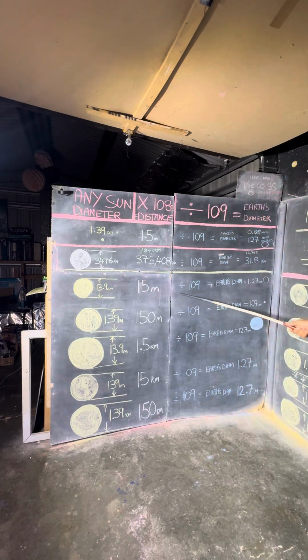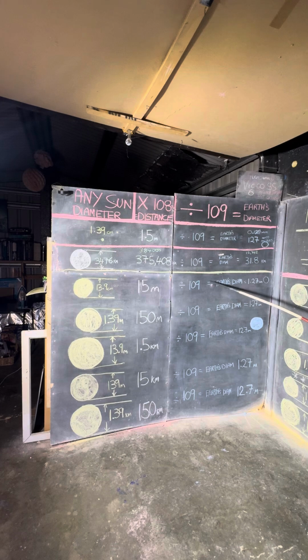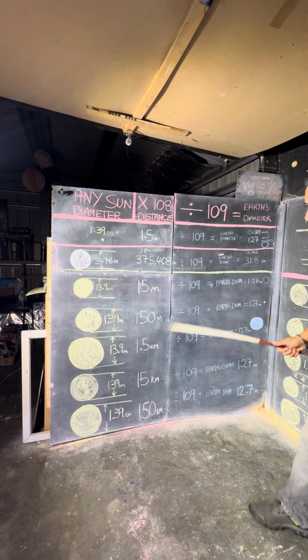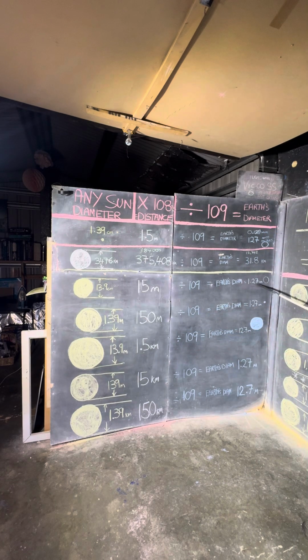I'll do this one more time as well. Alexa, what's 13.9 centimeters divided by 109? 13.9 centimeters divided by 109 is approximately 1.2752 millimeters. You realise that Earth's diameter is 12,742. Okay? Next one up.